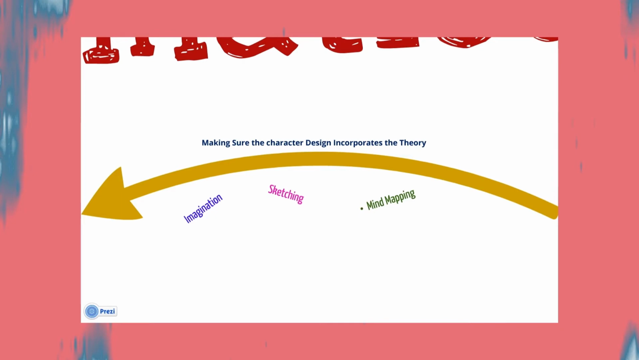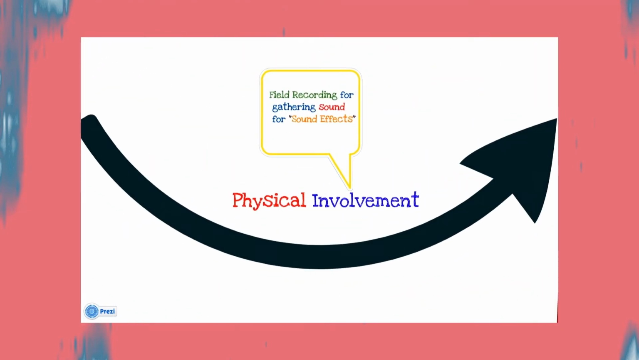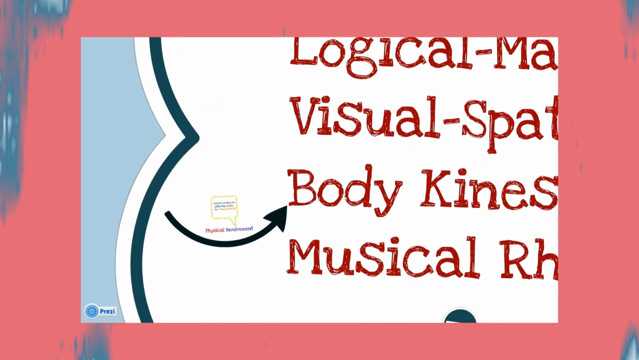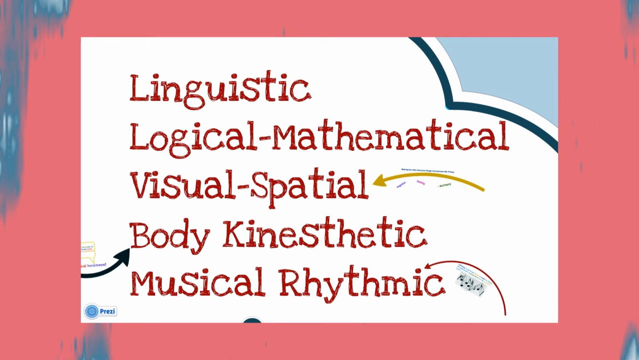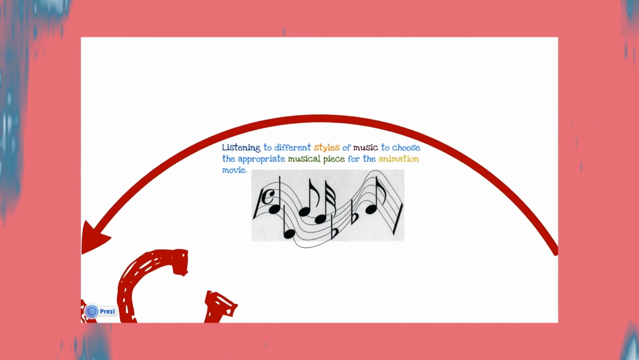Calculations for creating markers for animations to pinpoint specific sync points for sound effects is an example of logical mathematics. Linguistic intelligence. An example of this is script writing, creating dialogues for voiceovers. Visual spatial falls within the categories of making sure the character designs incorporate the theory.